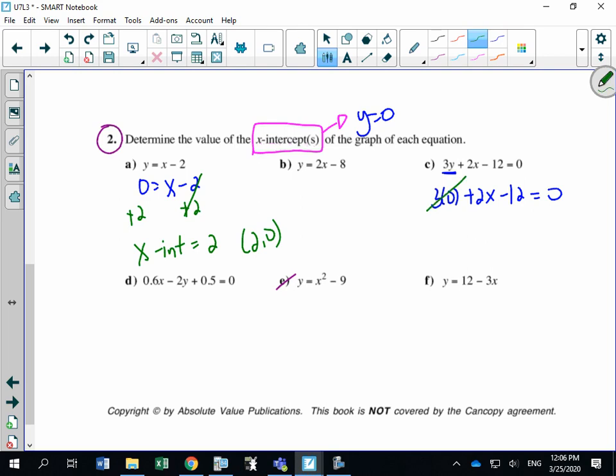you'd say, okay, 3 times 0 is 0. 2x minus 12 is equal to 0. Solve for x. Add 12 to both sides. X is equal to 6. That's your x-intercept. Your ordered pair would be 6, 0. So if you guys could finish that off for D, for F, and for B.